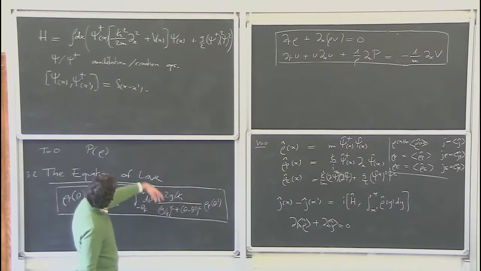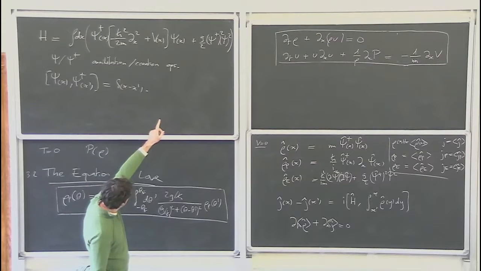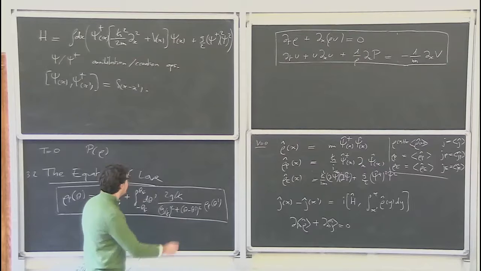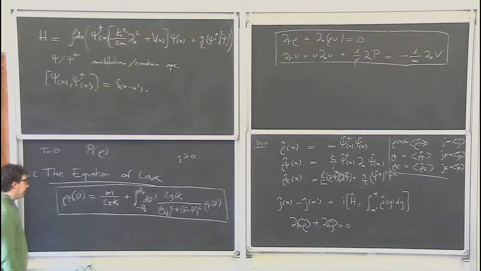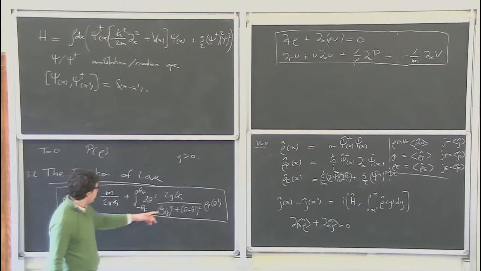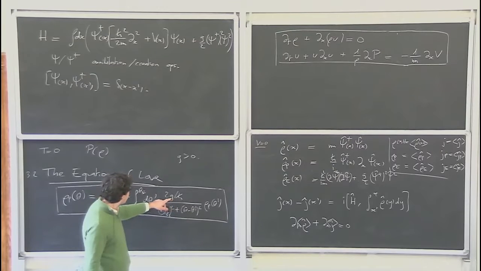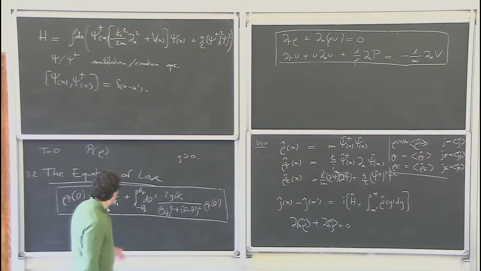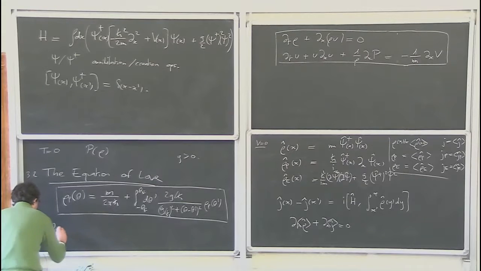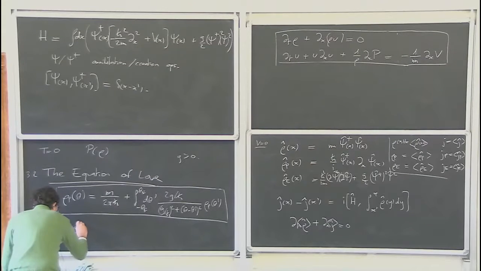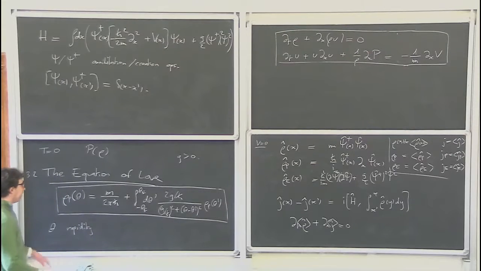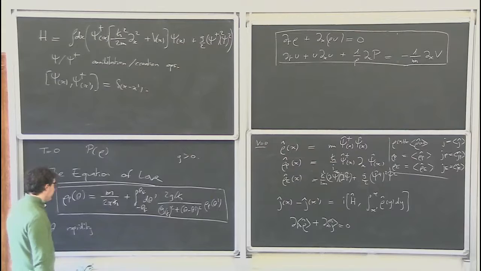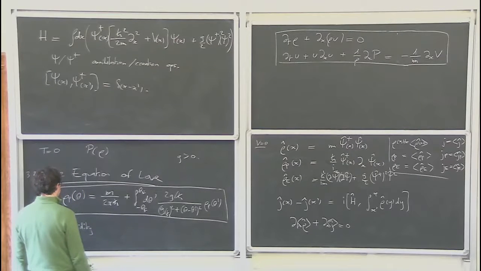Here g is the interaction strength, which we take to be positive always in these lectures, so the interaction is repulsive between the atoms. Theta is what's called the rapidity, which you can roughly think of as being a velocity of excitations of the system. Again, I don't want to enter any details of the Bethe ansatz today.